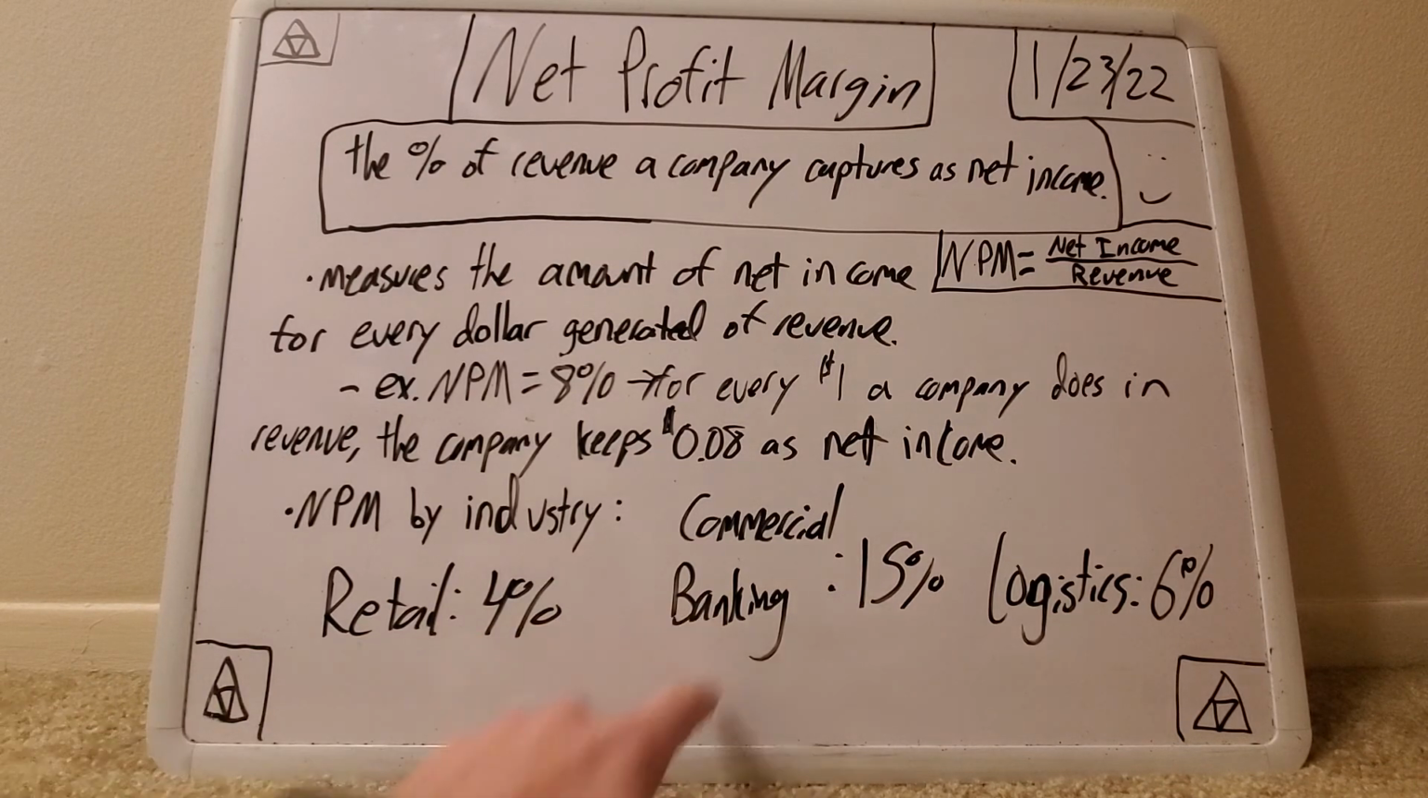And then we have commercial banking, much higher here at around 15%. And then logistics, kind of in the middle there at 6%.